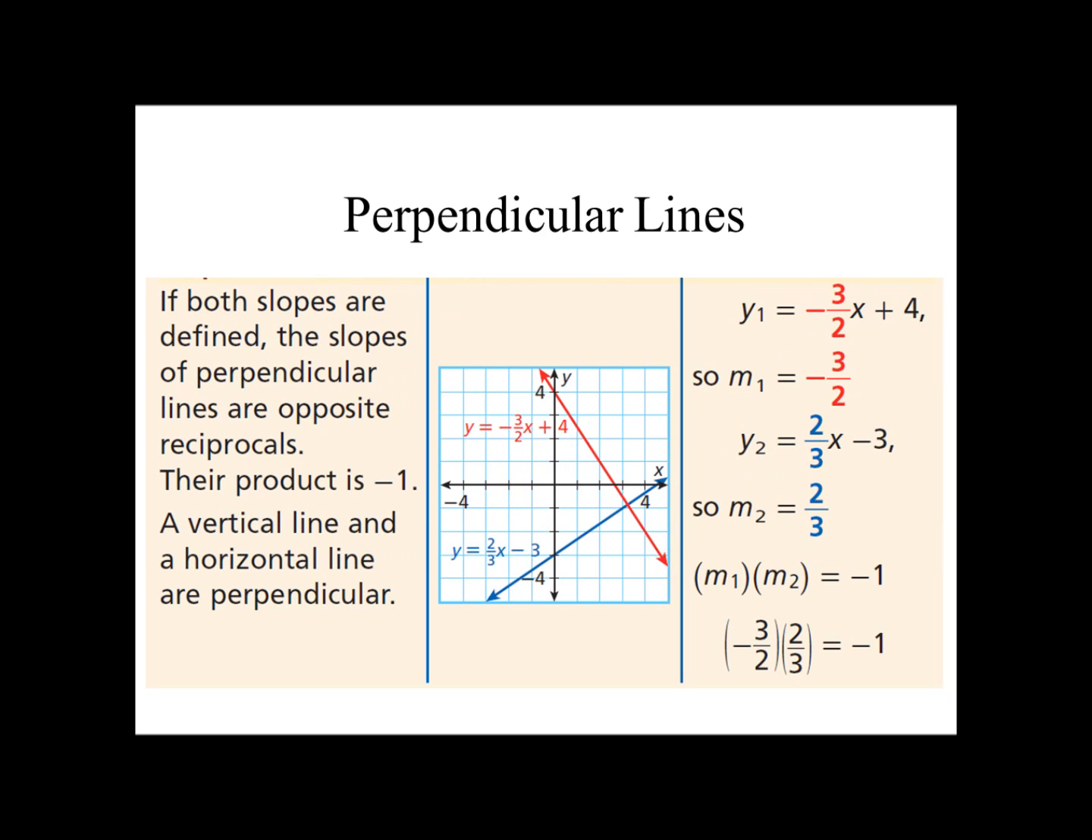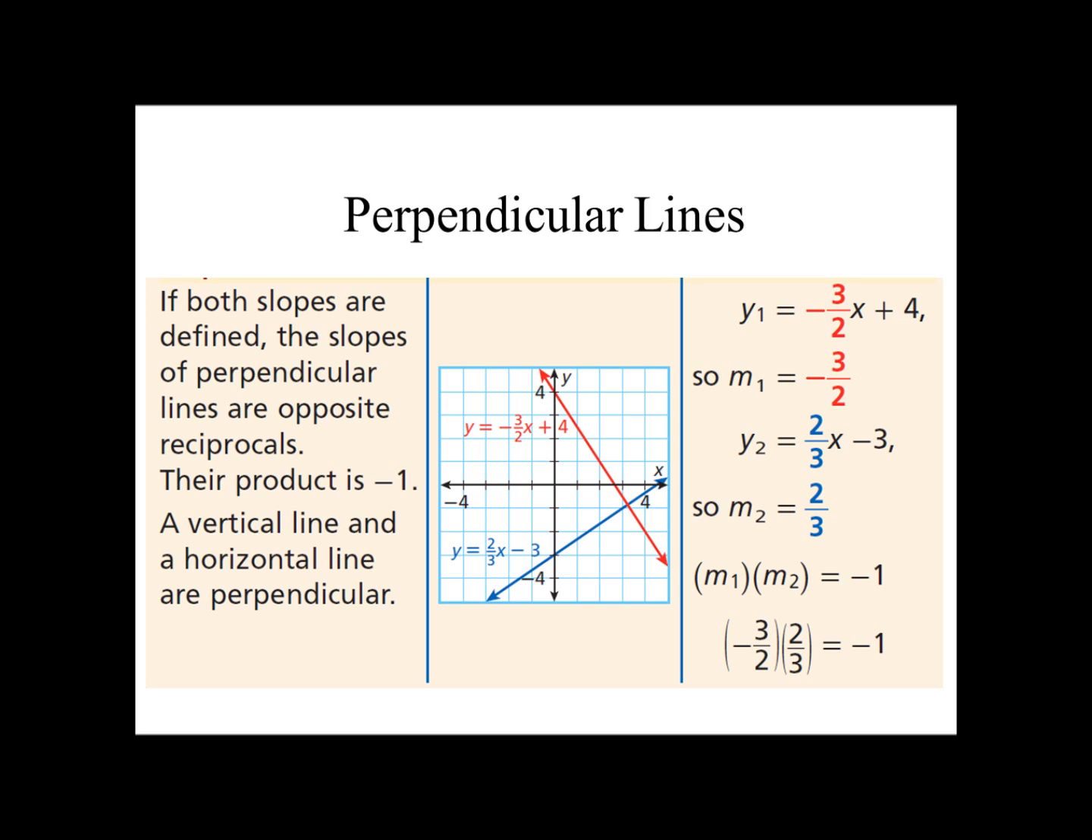Perpendicular lines, little more complicated. The relationship is that the slopes are opposite reciprocals. So that means that we need to do two things in order to find perpendicular slopes. We need to change the sign on the slope, and we also need to flip the fraction. So these two lines are perpendicular because one has a slope of 2/3. The red line has a slope that is the negative reciprocal. It's -3/2.